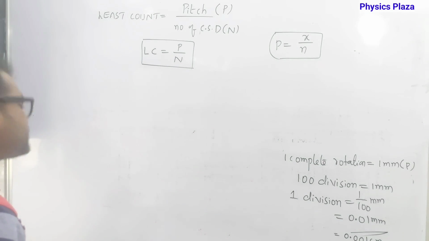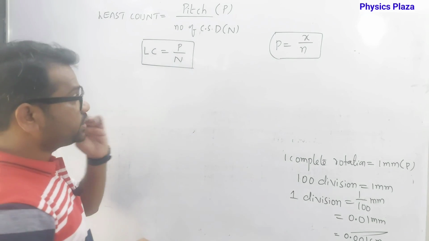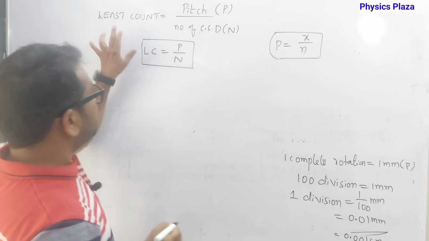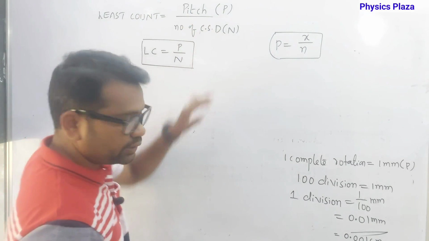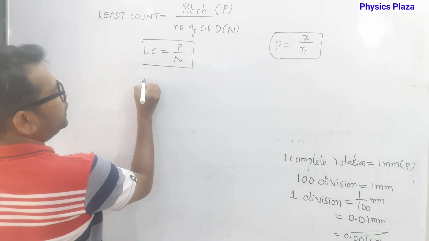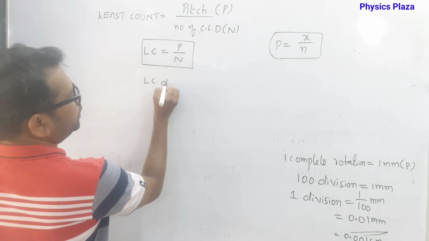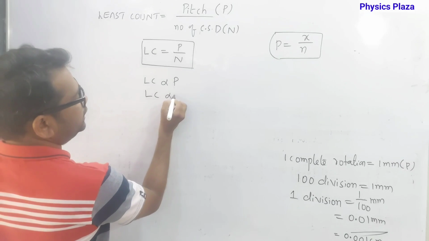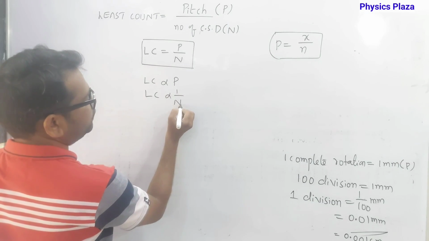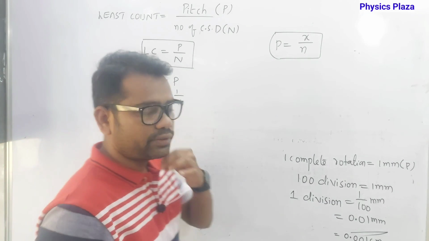Number of complete rotations are made. Okay, children, now look at this. Again, I'm telling you, it's very, very important here. Least count depends on 2 factors: one is pitch, the other one is number of circular divisions. So least count is proportional to the pitch, and the least count is inversely proportional to the number of circular scale divisions.